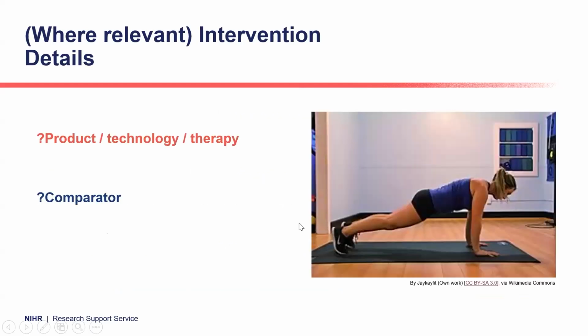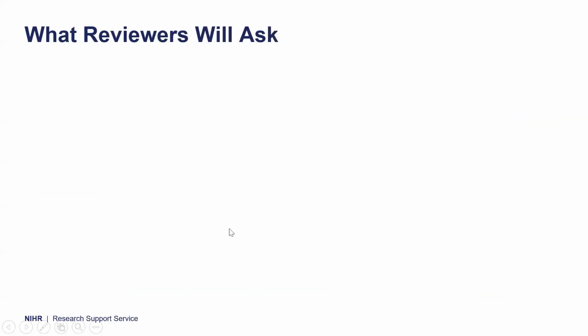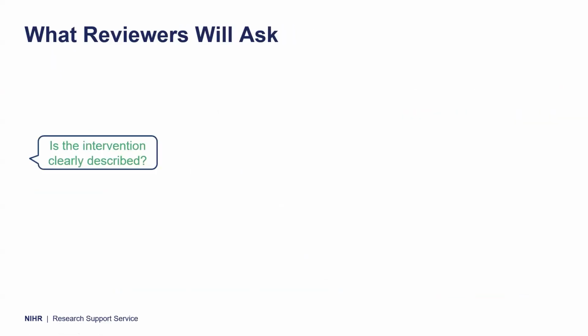In terms of the intervention, so we're talking about if there is an intervention, obviously there isn't always. So what exactly is it, and what is the comparator going to be, the main things that reviewers will be interested in? So the sorts of things they will ask will be, is the intervention clearly described? And you may find that a surprising question, because you think, well, of course the intervention will be described, but you'll be amazed at how many people don't describe it.